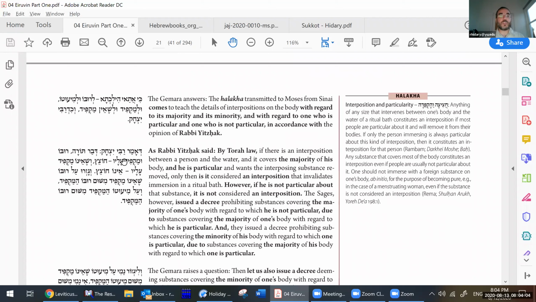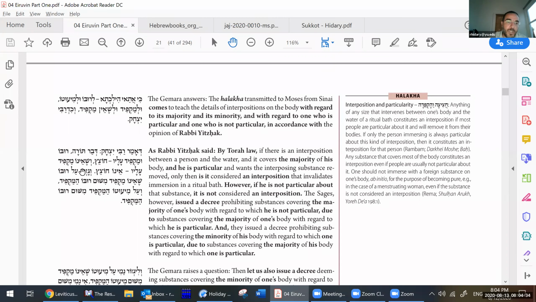According to the Torah, if you have something on your body that covers a majority of your body, and it's something that you're particular about, in other words, you don't want it there. So let's say you fall in mud and it's covering the majority of your body, and you don't want it there. So then you go to the mikveh, it's no good because the mud is covering most of your body and you don't want it there. So that's the Torah law.